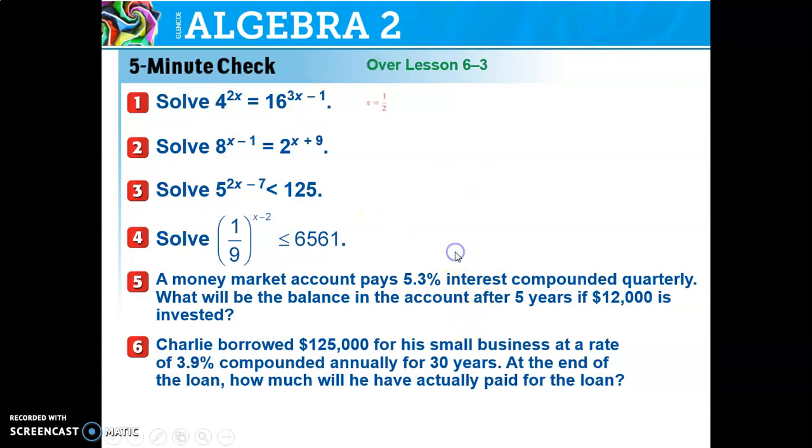Okay, number 1 is x equals 1/2. I would use a base of 4 for both of those. You could also use a base of 2. Number 2, I would change this one to 2 to the third, and you would end up with x equals 6. Number 3, x is less than 5. Number 4, x is greater than or equal to negative 2 using powers of 3. Number 5, $15,613.98. And number 6, $393,891.35.